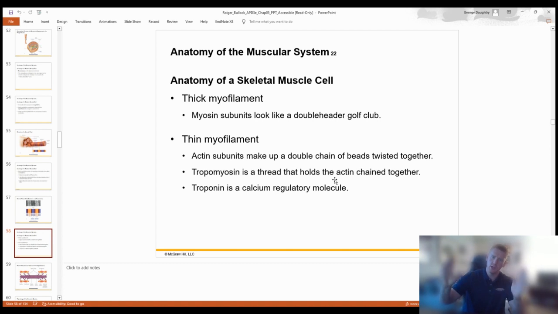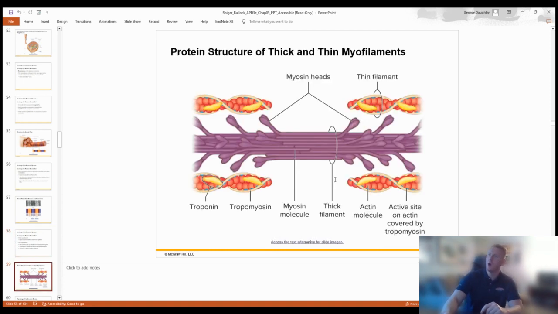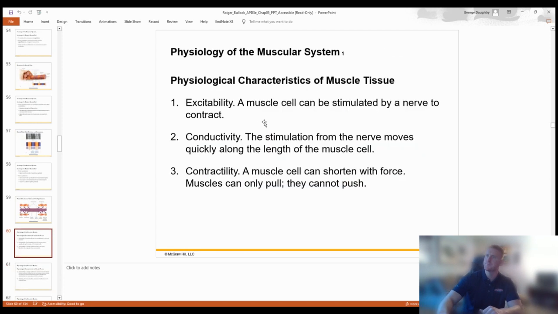Cross bridge formation is how we perform a power stroke. Cross bridges are going to pull actin in along my thick filament, my heavy chain myosin, and now the muscle has shortened. Make sure that you know all of those steps and all of those procedures. And these myosin heads right here, those are my cross bridges. That's how I form a connection between actin and myosin.